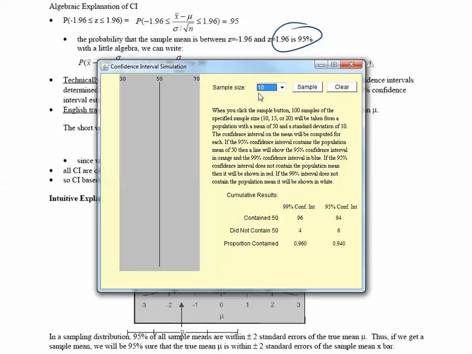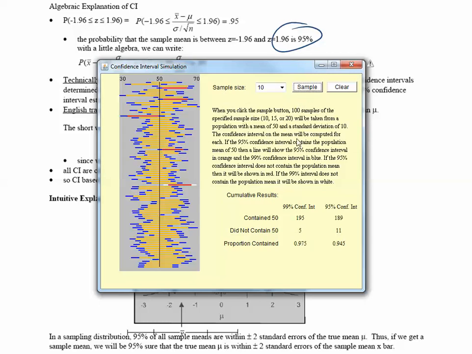So we start with a sample size of 10, and it samples 100 times. The orange bar represents the 95% confidence interval. The blue bars, tip to tip, represent the 99% confidence interval. Anywhere that it is red, or white in this case, is a sample that does not contain the true population mean. There are 100 samples here, and we can see 1, 2, 3, 4, 5. So we get exactly 5 of the 100 in this case that do not contain the population mean.